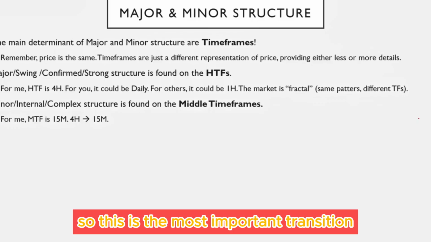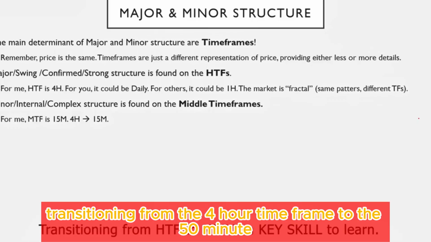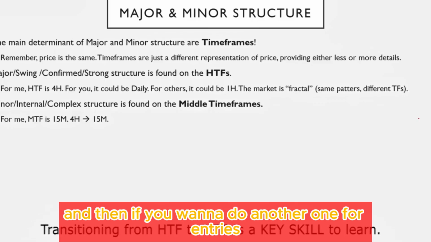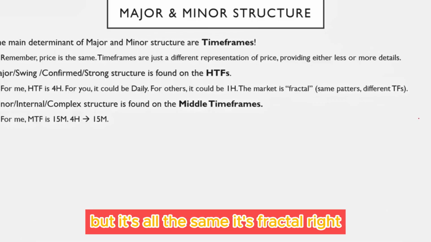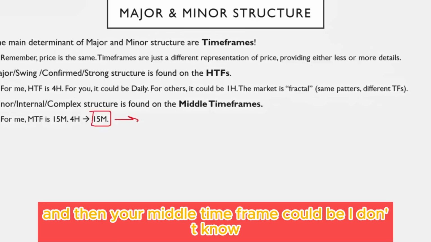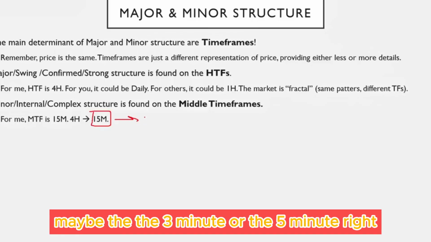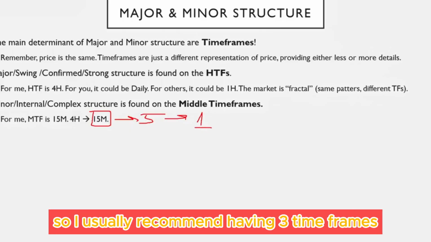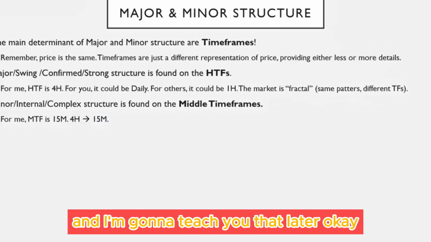So I go from the 4H to the 50-minute. This is the most important transition, transitioning from the flow of the time frame to the 50-minute. And then if you want to do another one for entries, from the 50-minute to the 1 minute, but it's all the same. It's fractal. If your hard time frame is the 50-minute, then your middle time frame could be, I don't know, maybe the 3-minute or the 5-minute, and your entry could be the 1 minute. So I usually recommend having 3 time frames, and I'm going to teach you that later.